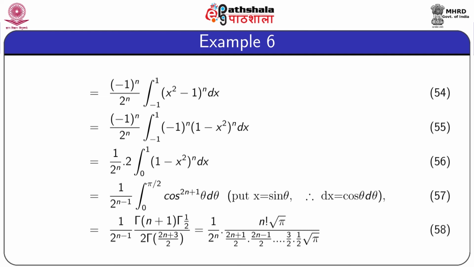Now, to do this integration, we substitute x equal to sin theta, whose derivative is cos theta d theta. You substitute this value and you get equation number 57, which is 1 by 2 to the power n minus 1, integration 0 to pi by 2 of cos of (2n plus 1) theta d theta. Please recall the formula for gamma function, and if you use that, you will be getting equation number 58, which is 1 by 2 to the power n minus 1, gamma function n plus 1 gamma half divided by 2 times gamma function (2n plus 3) divided by 2.